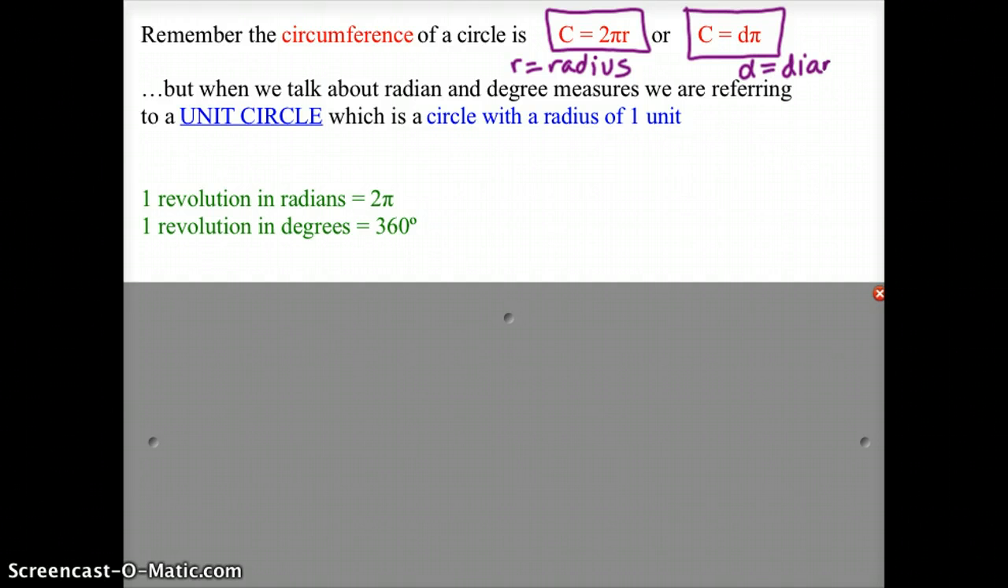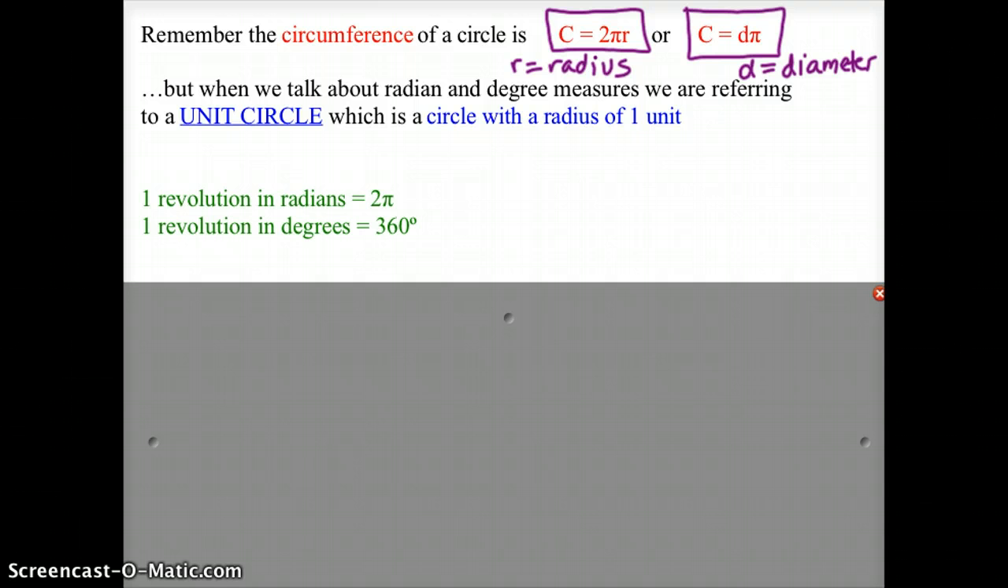So remember, the circumference of a circle, we learned in geometry class, is C equals 2 pi r. So 2 times pi times the radius. Or I can use C equals d times pi, which is your diameter times pi. So here, the r represents radius, and in this formula, the d is your diameter.